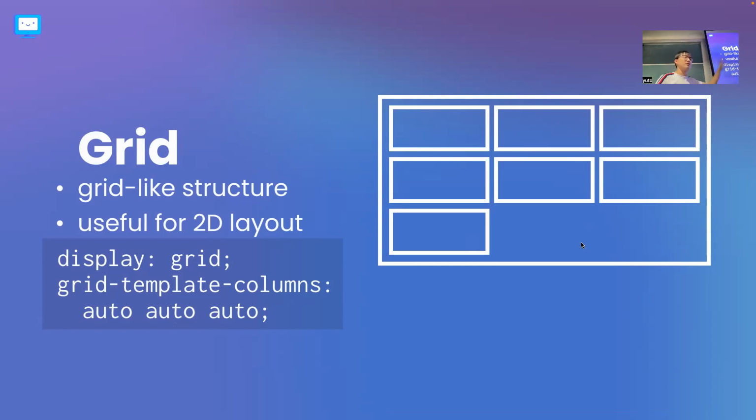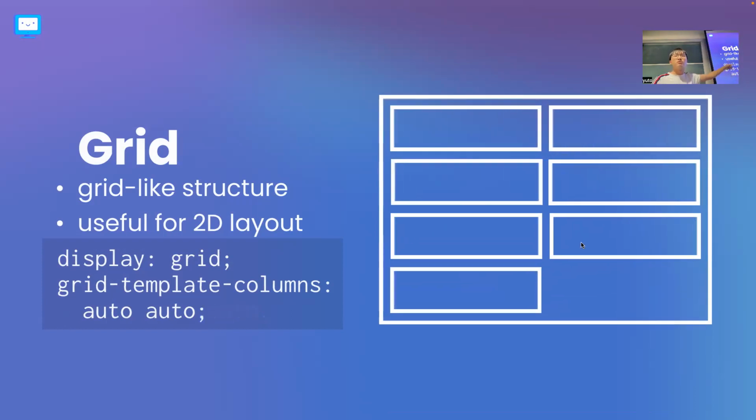Now I don't have to make it 3 columns. I can make it 2 columns. And what I would do is remove one of the autos, and it becomes 2 columns.